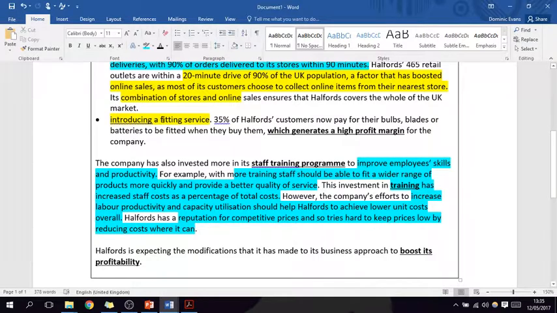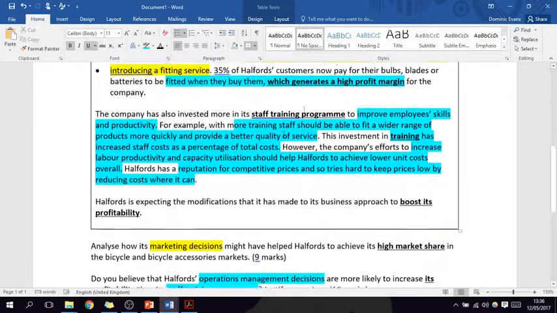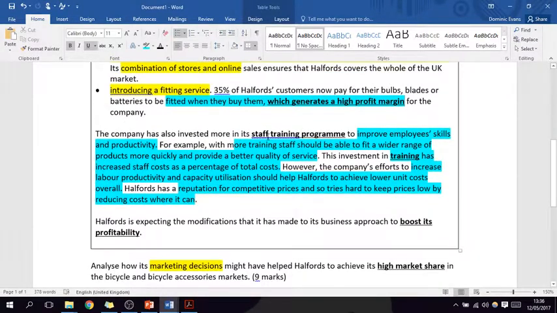Next paragraph, they've introduced a fitting service. So they paid for their bulbs, blades, and then they paid to fit them. Okay, so again, it's about product. This, I'm told, generates a high profit margin. Okay, so you could argue this is about, we could even categorise this in light blue because the staff have been trained to fit these. Okay, so we can use that in the second question.